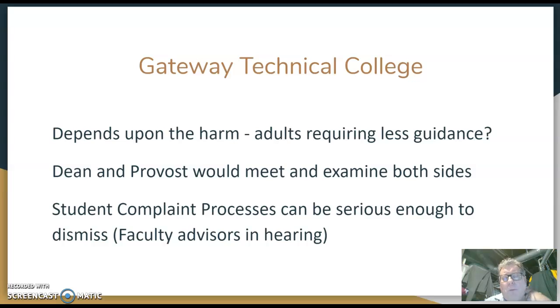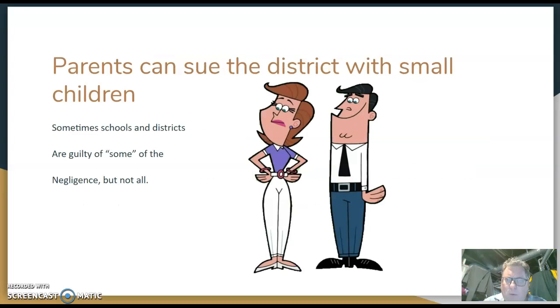The dean and the provost would meet and examine the recordings on both sides, the tickets. The student complaint process can be serious enough to dismiss faculty if it's merited. In those hearings, faculty advisors sit in. I actually am one. I've only once on an academic appeal needed to. My role is simply to help the student become prepared as they go in. It's not to serve as counsel or speak on behalf of the student or the college for that matter, but just to follow a procedure. If needed, that would be followed.